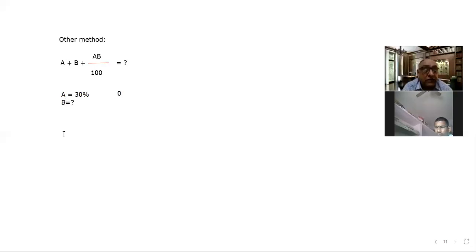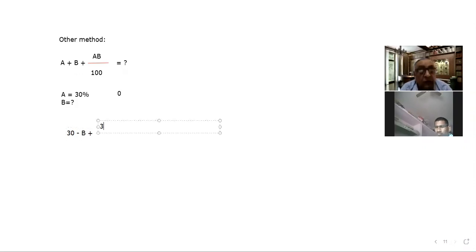So now how can we solve it? The first is a 30% increase. Increase means the value of A will be positive, so let us take it as 30. In the second case, B is the fall in consumption, which means the value of B will be negative. That is why I'm writing minus B here. So plus what will be there?